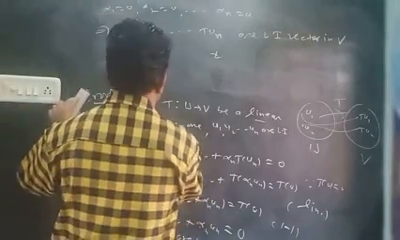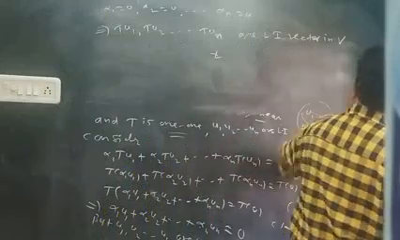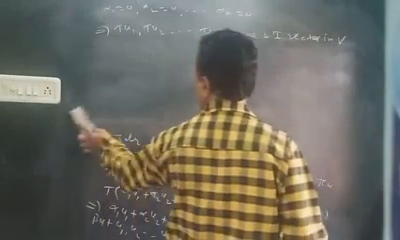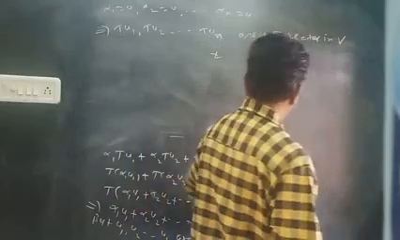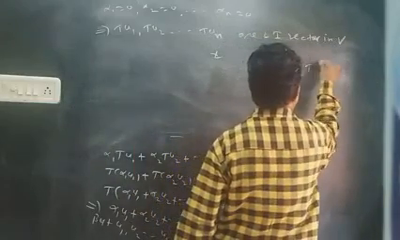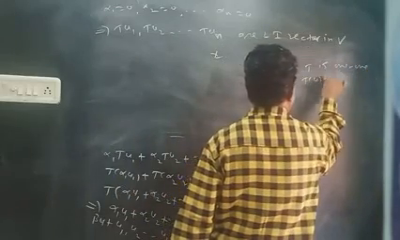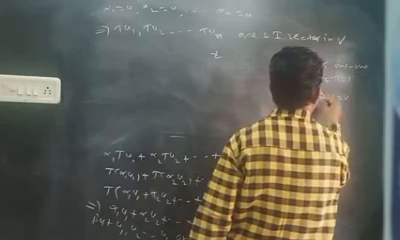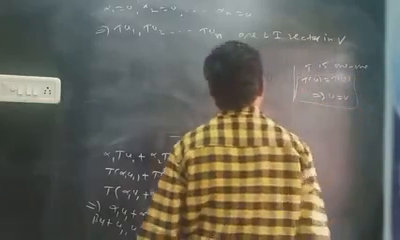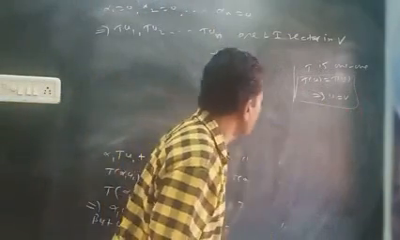But the condition is 1-1. That mapping must be 1-1. So T is 1-1 means T of u equals T of v, then u equals v. That is the condition of 1-1. Here we use this technique.